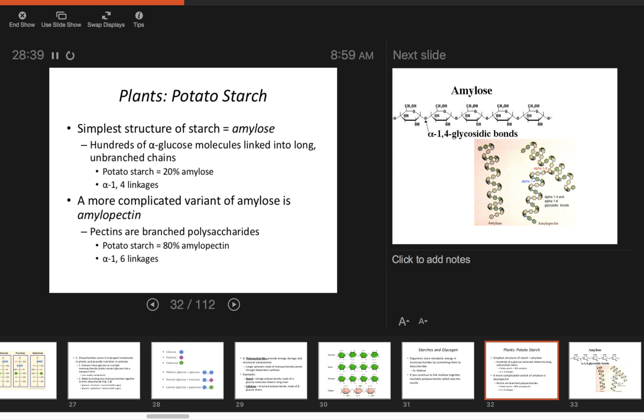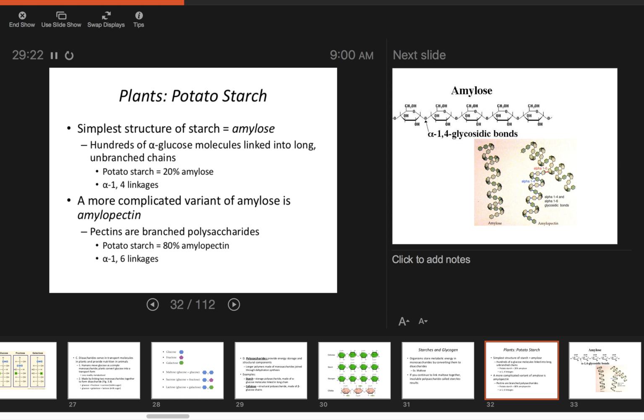One example with starch in plants is potato starch. The simplest structure of starch is amylose: hundreds of alpha glucose molecules linked into long unbranched chains. With potato starch, it's 20% amylose, and it's got the alpha 1,4 linkages. These numbers denote the carbon number in the molecule, showing you where the bonds are. There is a more complicated variant of amylose called amylopectin, where it's branched off into many places. With potato starch, 20% is amylose, but 80% is amylopectin, more of this complicated starch, linked together with alpha 1,6 linkages.